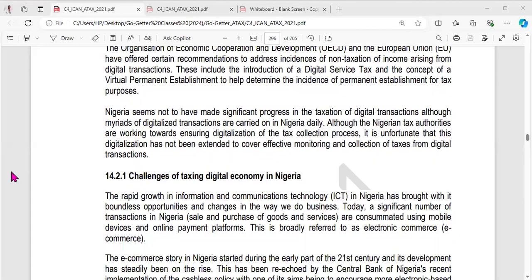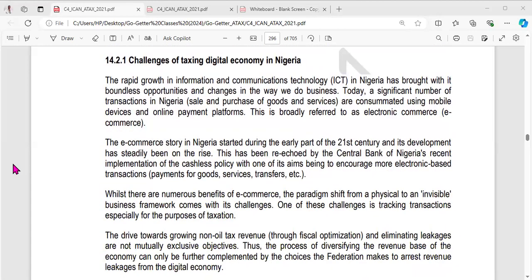Now look at the challenges of taxing the digital economy in Nigeria. You see here that the rapid growth in information and communication technology has brought with it boundless opportunities and changes the way we do business. As I mentioned before, we do buying and selling over the mobile phone. Online payment platforms are being used here. Now you see, the students that came to learn on this platform, this is a digital platform.